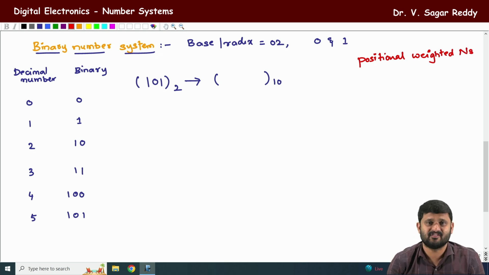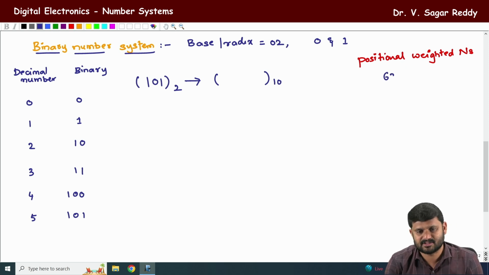What is meant by positional weighted number system? Let us consider one simple number, 625 in decimal. Each digit in this number has some weight associated with it. The weight corresponding to this position is 10 power of 0. The weight corresponding to this 2 is 10 power of 1. For this 6 it is 10 power of 2.